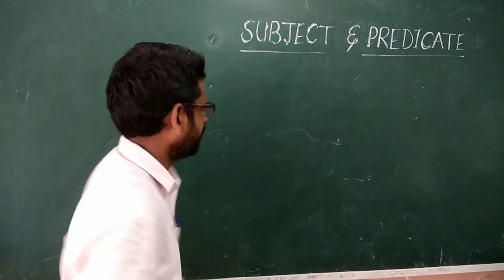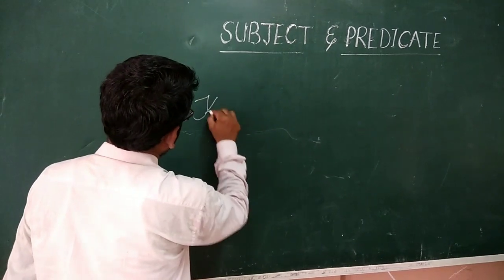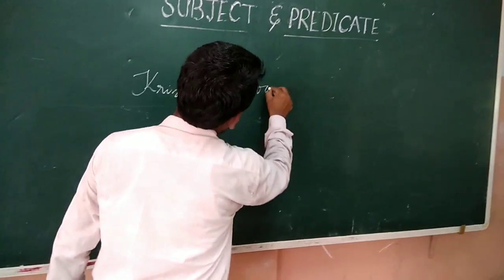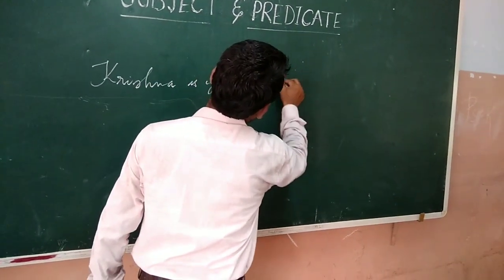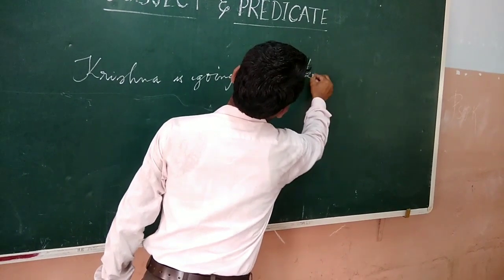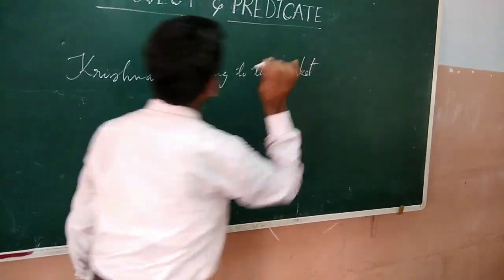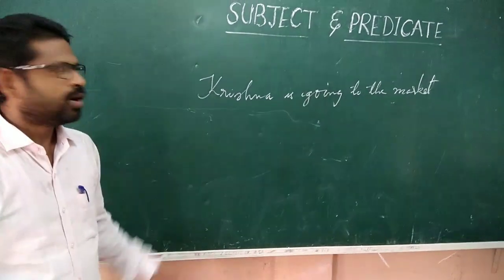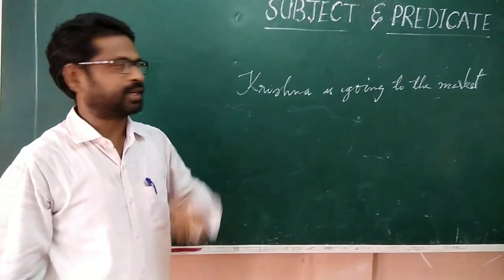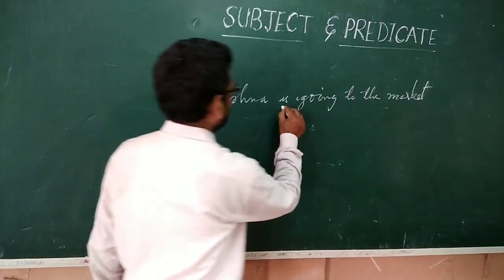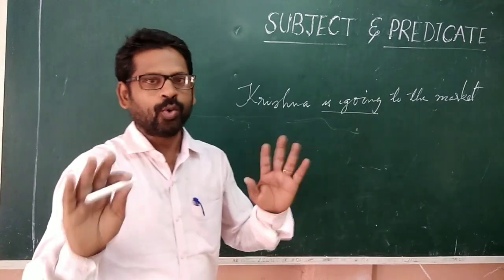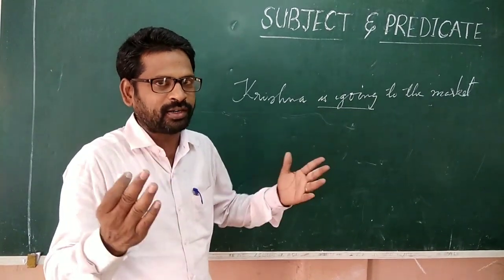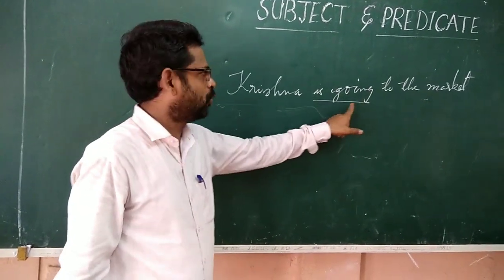Now let us take one more sentence. Krishna is going to the market. Now let us identify the subject. The doer of the action is called the subject. What is the action? Is going. Action is nothing but a verb word. So we have already learned what a verb is, so is going is the verb.